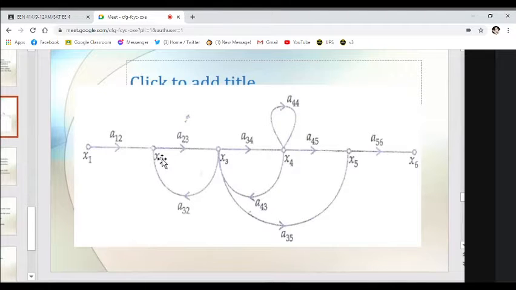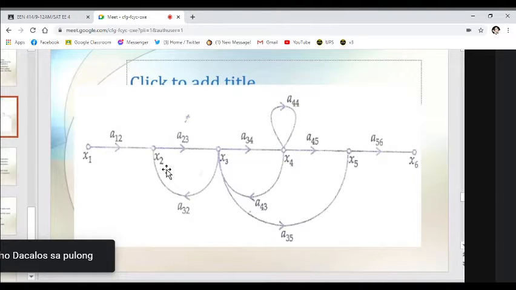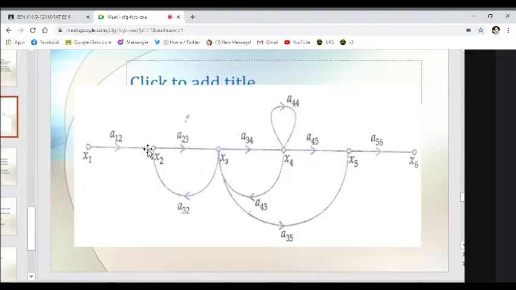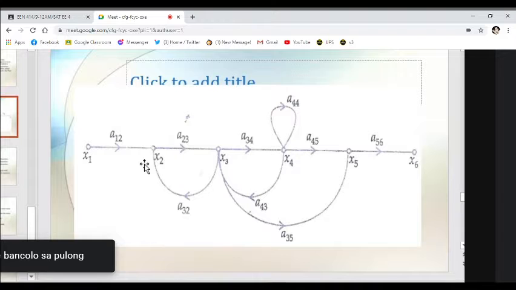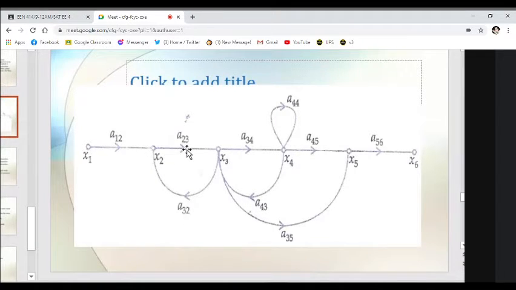Okay? Now, ang tawag dito sa X2, iba yung node ang tawag sa kanila, pero ang X1 is classified as input node, X6 that is classified as output node, pero X2 that is classified as mixed node. Mixed node siya kasi there are branches entering and branches leaving. So ito entering, A12 is entering, A32 is entering, and A23 is leaving. So tawag sa kanya mixed node.